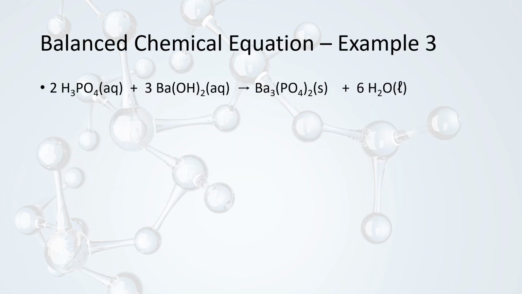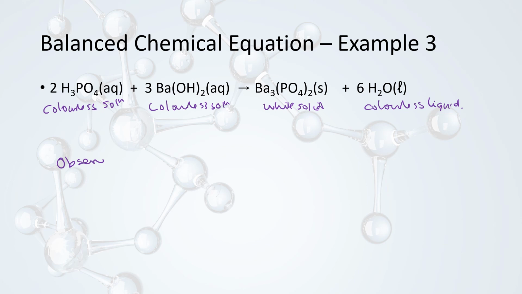So my observations: this is a colourless solution, this is a colourless solution, this is a white solid, and this is a colourless liquid. So my overall observation would be 2 colourless solutions give a white precipitate.